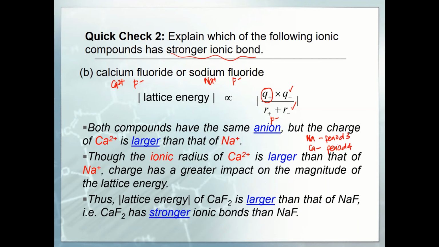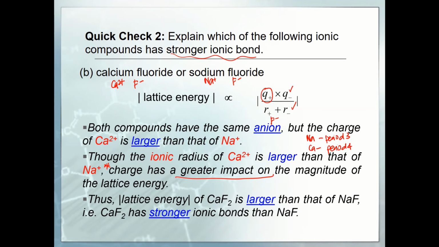So Ca2+ will be, in terms of ionic radius, larger than Na+. So now you have two contradicting factors. Ca2+ has a higher charge, but it also has a higher radius. So in that case, we have to tell which one is more important. In this case, you need to say that charge has a greater impact. So charge is a more important factor here.